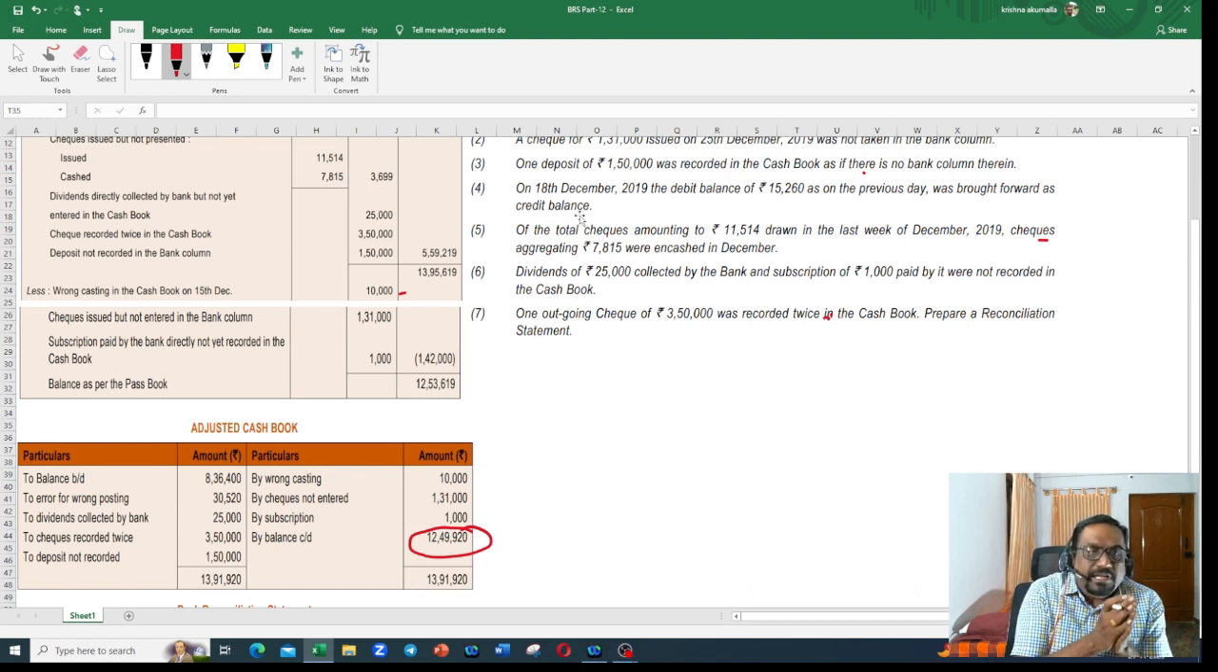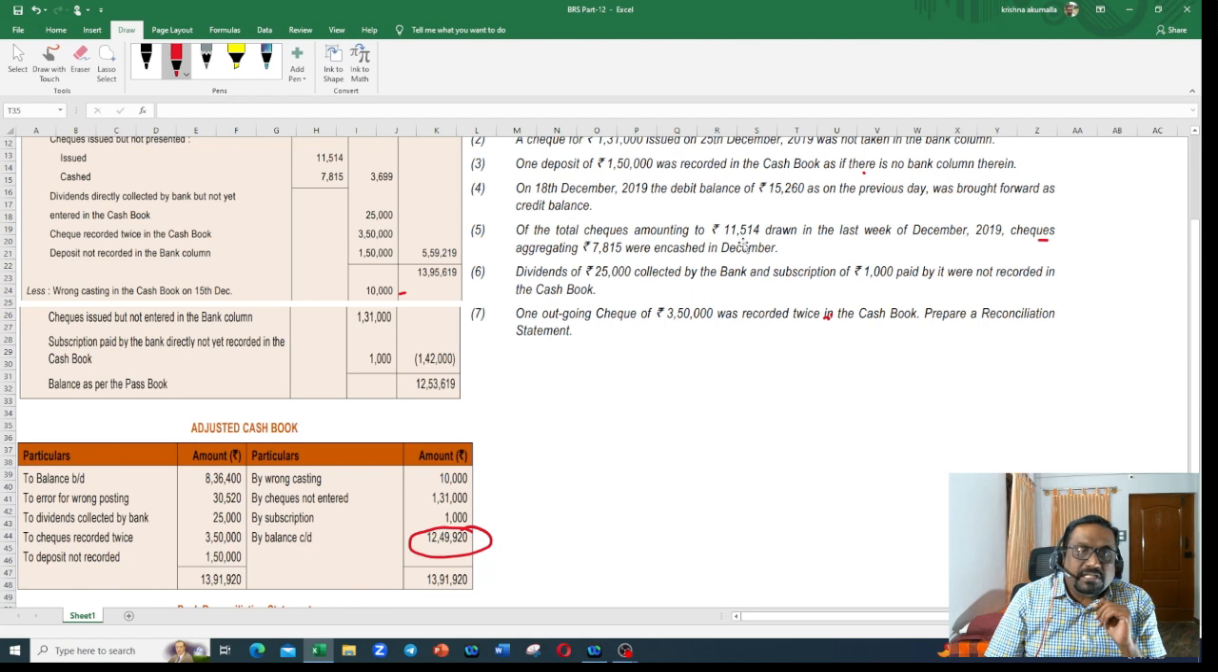Instead of debiting that opening balance, we credited. Since we credited that balance, to rectify that, we have given the double impact. So what is the double impact? 30,520. So that 30,500 is also adjusted in the cash book, so there is no need to bring that point into our reconciliation.